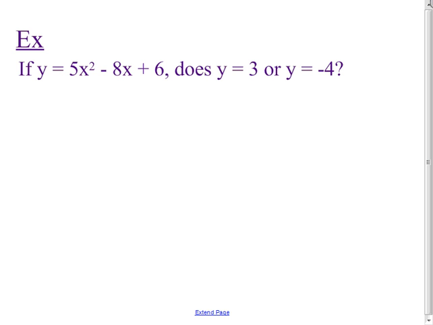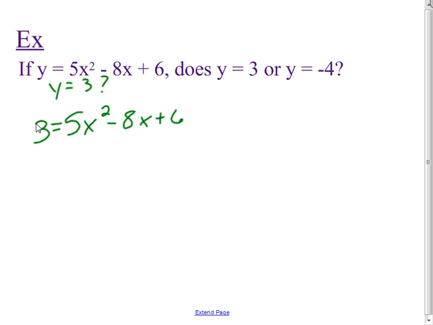It may cross both of them. It may cross none of them. But what I'm trying to figure out is, does it ever cross that horizontal line without trying to go through too much work? So what I'm going to do is I'm going to put 3 in and see what happens. So 3 equals 5x squared minus 8x plus 6. So I'm checking to see, does 3 ever work? So to see if it works, I plug it in.